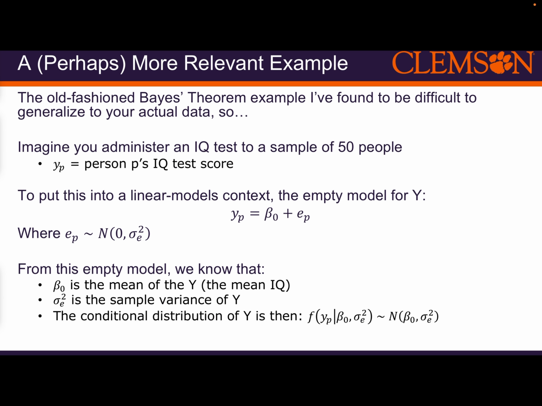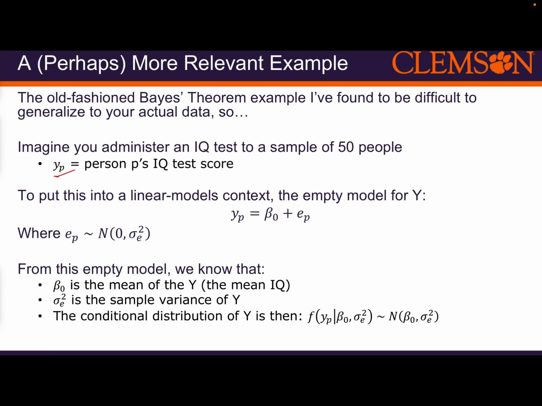That old-fashioned Bayes' theorem example is something you might see in a textbook for introductory statistics. I wanted to generalize the discrete nature of it to problems in modeling. So how does that relate to a linear model, a regression model? This is where I'm going to try to map it onto the regression framework a little bit more. Imagine you administer an IQ test to a sample of 50 people. Let Y_P be a person P's IQ test score.